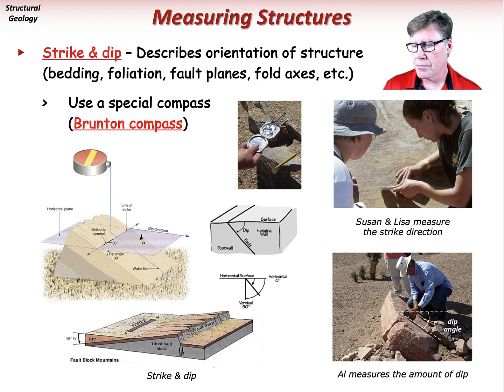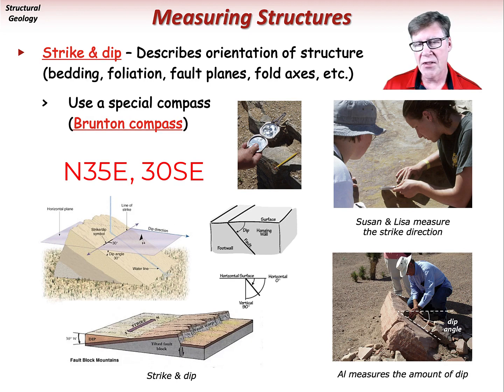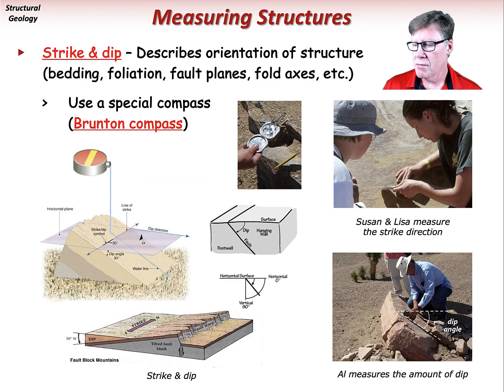George, Utah. Once the strike and dip are measured, the two measurements are combined and written something like this: north 35 east, 30 southeast. North 35 east is the direction of strike, and 30 southeast is the amount and direction of dip. This information is crucial in documenting deformed layers and geologic structures so that we can identify the geologic structures, make structural interpretations, construct geologic maps, etc.